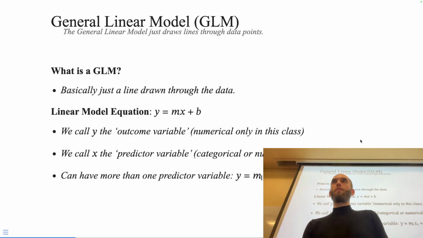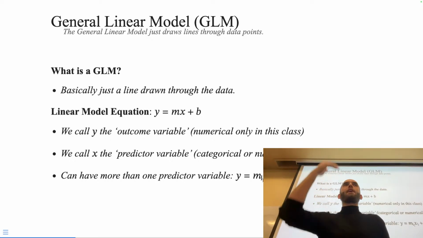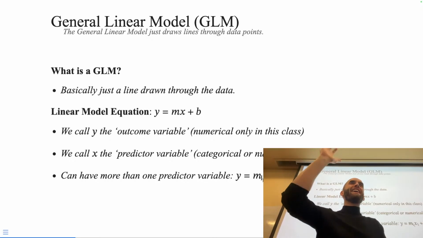We can have more complicated versions of lines. So we're about to start talking about bivariate data, which looks like this. But we can have multivariate general linear models. So it could look like this. We can have multiple x's that are predicting y. And we're going to talk about this.